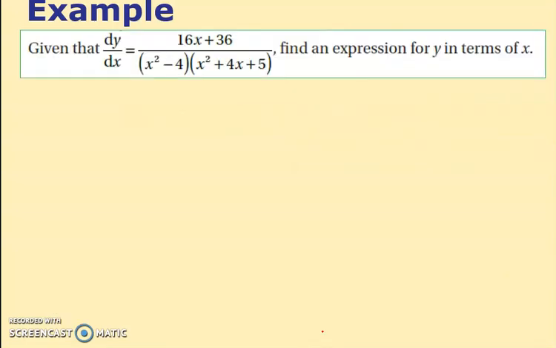So the final example for us, we've got a dy by dx equals that, and it wants me to find an expression for y. Now you find that by integrating. You get rid of the dy by dx by integrating. I don't think I can integrate it without partial fractions. So my very first thought is, let's find partial fractions for this. And I notice that looks like a quadratic. I stress the word looks like a quadratic. This second one I think is a quadratic.